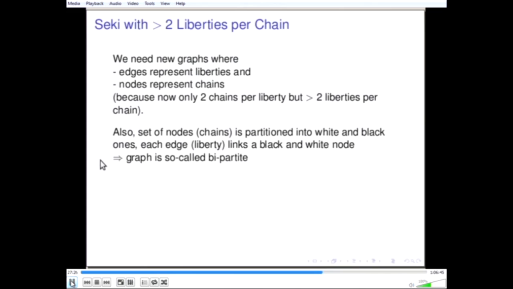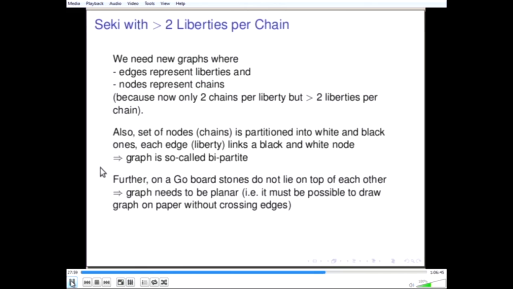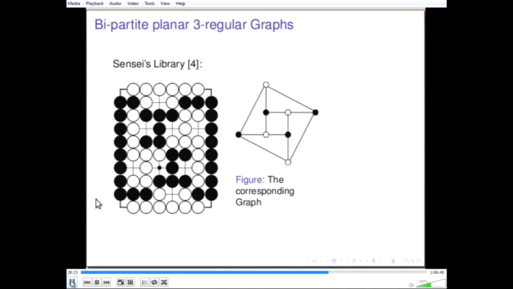The nodes, which represent chains, are vital also because on a Go board, stones don't lie on top of each other. That means that the corresponding graph needs to be planar. That means it must be possible to draw a graph on a piece of paper without crossing edges. So what we are really looking for are bipartite planar graphs. Any such graph, one can show, corresponds to a Seki. So here's an example taken from Sensei's Library, and that's a Seki position, and that's the corresponding graph.